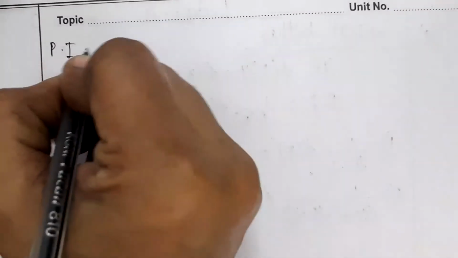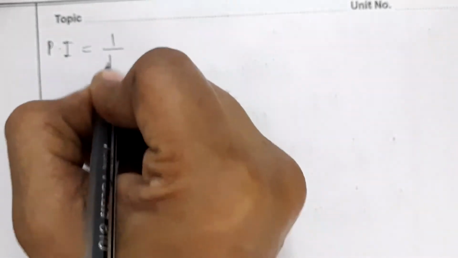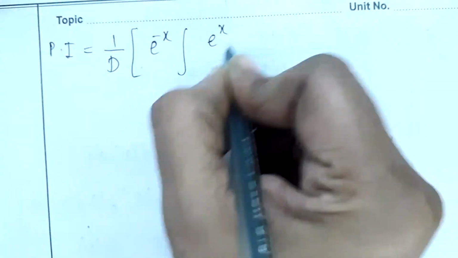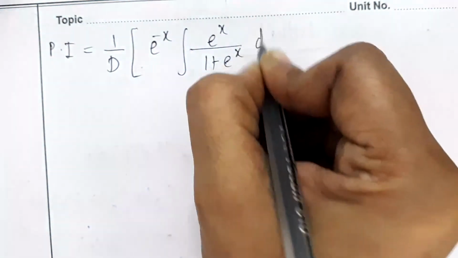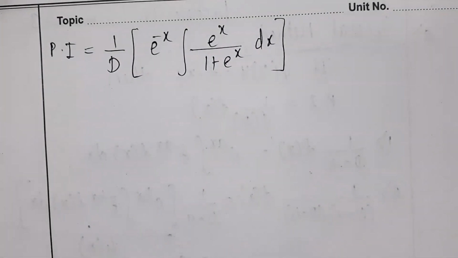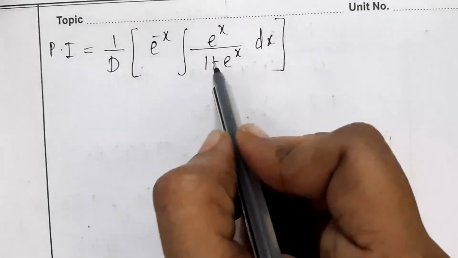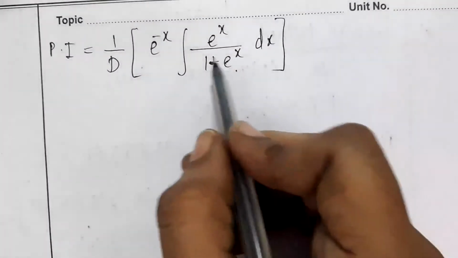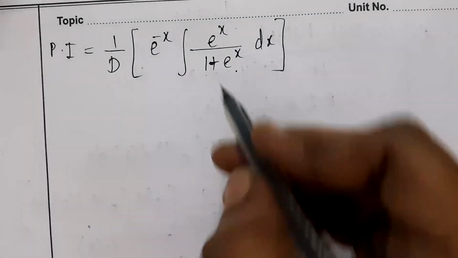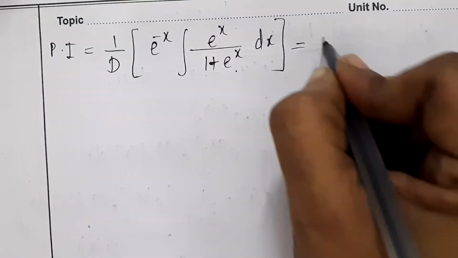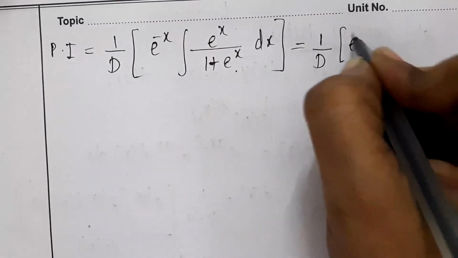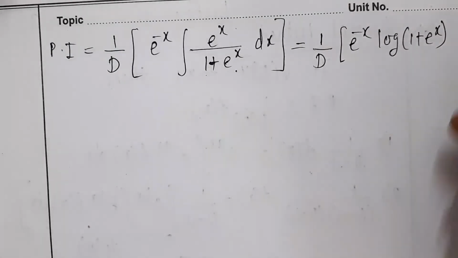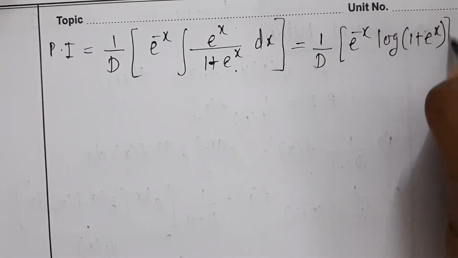The particular integral is 1 upon D as it is, e to the power minus x outside, integration of e to the power x divided by 1 plus e to the power x into dx. This we obtained. Now what is the denominator term? 1 plus e to the power x. What is its derivative? E to the power x into dx. So the denominator derivative is present in the numerator. So what is the answer for this integration? It is 1 by D times e to the power minus x multiplied by log of denominator, that is 1 plus e to the power x.